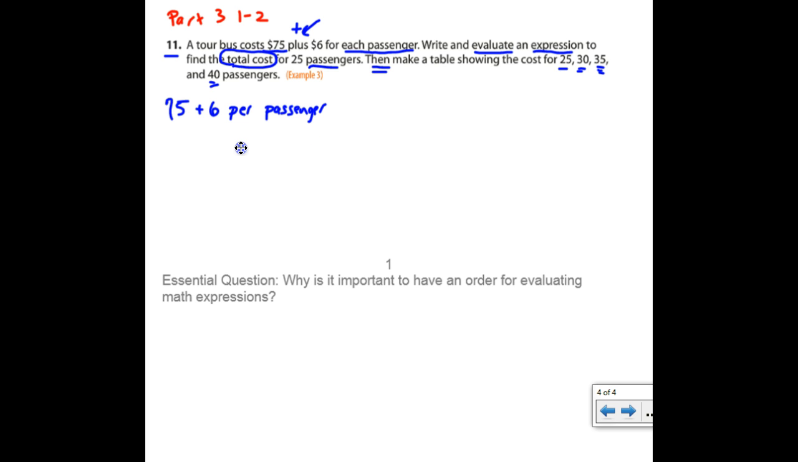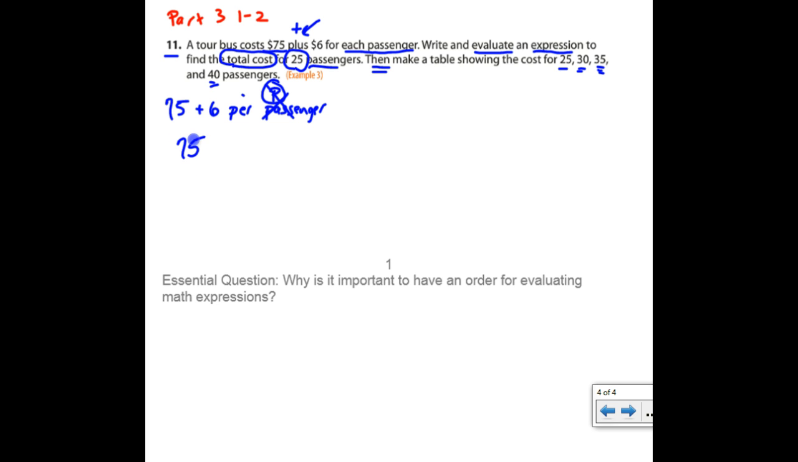If you have 2 passengers, you're going to pay 12, 6 times 2, which is 12. If you have 3, you're going to pay 6 times 3. Now, let's just take a variable, like P. Well, actually, you know what? We don't have to do that yet. Let's just say it wants 25 passengers. We'll get to the variables later. That's actually our next lesson. I got a little bit ahead of myself.